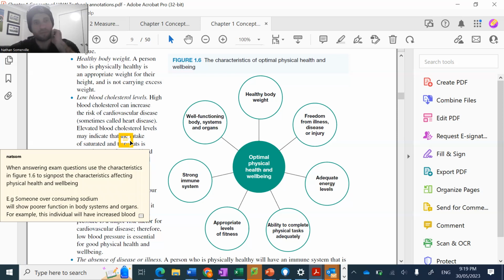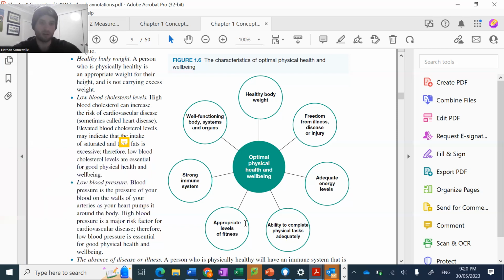I've given an example of this here, and I've just mentioned what I explained about the signposting, but I've used the example of someone over-consuming sodium. They're going to show poorer function in terms of their body systems and organs. And then I'm giving an actual example, a health outcome. For example, this individual will have increased blood pressure. Blood pressure is just cut off there, but if you click into the note, you'll see that's what it says.